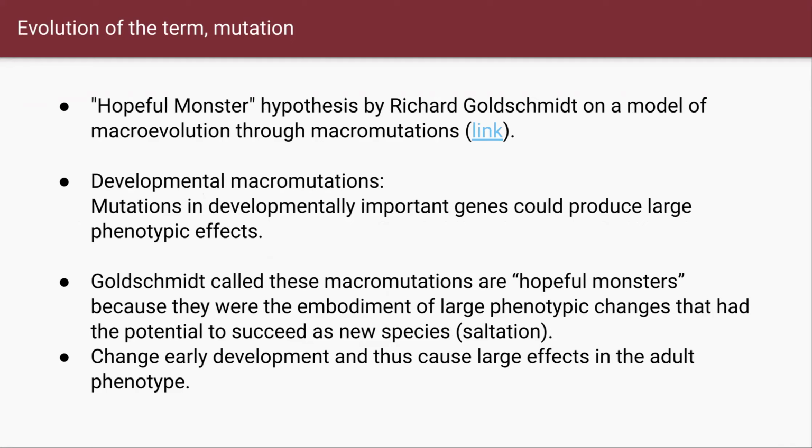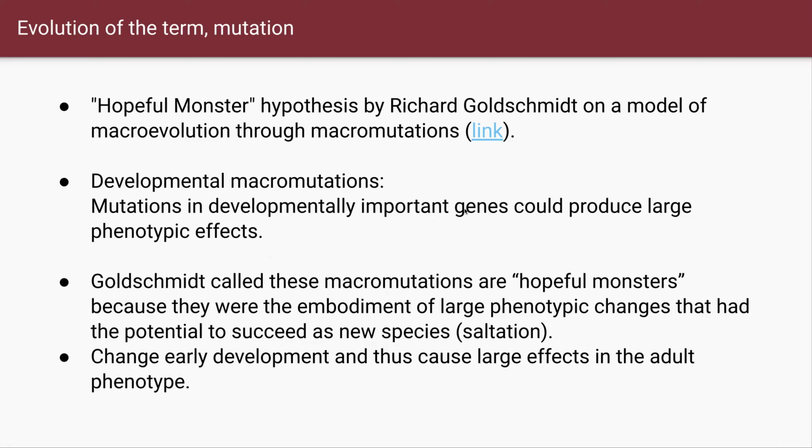And one very interesting idea aligned with the saltationists and post-Mendelians was Richard Goldschmidt's. He is known for the hypothesis called the hopeful monster. He proposed models of macroevolution through macromutation. Macroevolution means that a new species we have never seen before appears, and that appearance is by macromutation, right? The macromutation he defined in his theory was developmental macromutation.